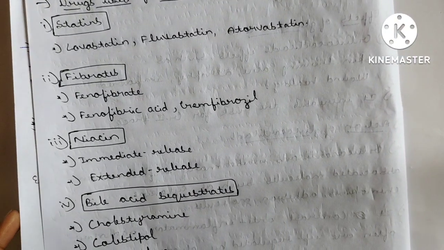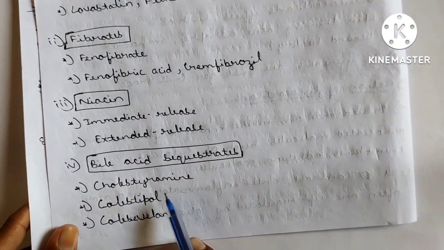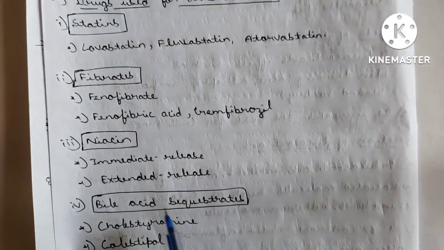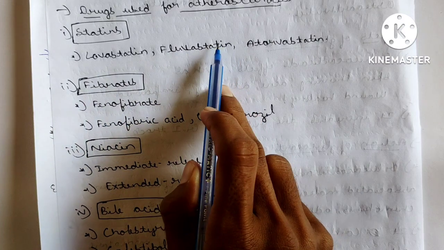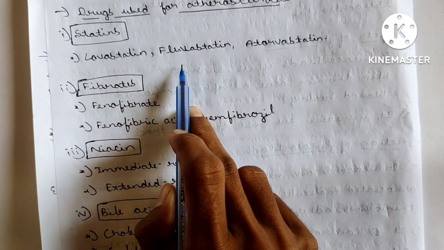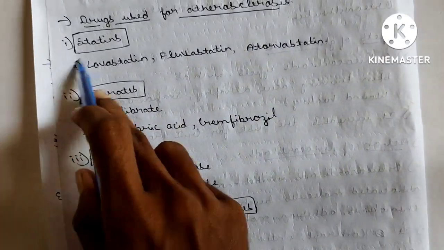If you are unable to pronounce these difficult words, just remember niacin, fibrates and statins. Here atorvastatin, then lovastatin, fluvastatin. These are the statins basically. You remember it this way.